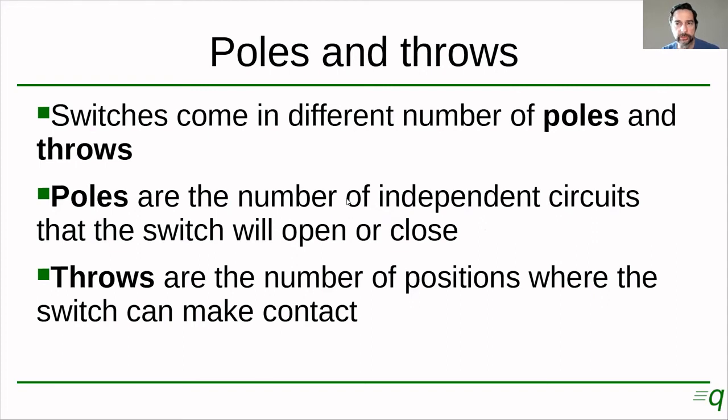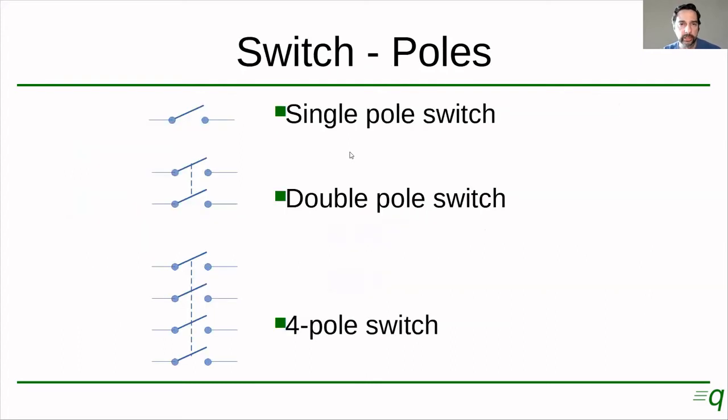Switches come in different numbers of poles and throws. We're going to see those in a second. Poles are the number of independent circuits that the switch will open or close. And throws are the number of positions where the switch can make contact. Don't pay too much attention to these definitions. We're going to see those in a minute.